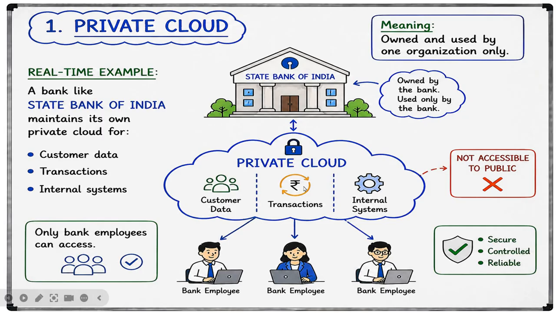So here only the bank employees can access the data. That is, access is restricted to the authorized employees of the organization, and strict authentication and permissions are applied, and this ensures high level security and controlled usage. So here it is not accessible to the public, and the private cloud consists of the customer data, transactions and the internal systems, where only the bank employees can access this private cloud. Because of this, it is secure, controlled and reliable.